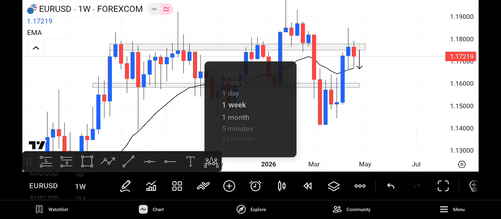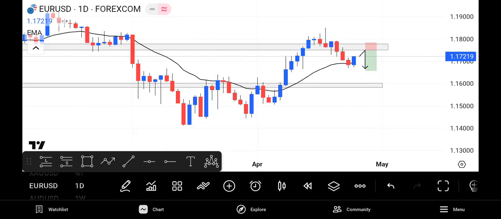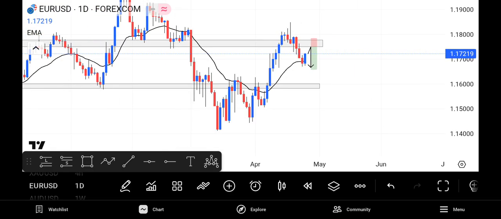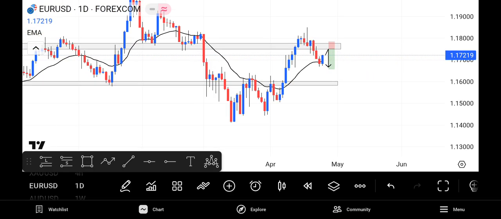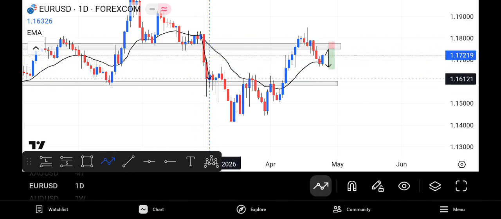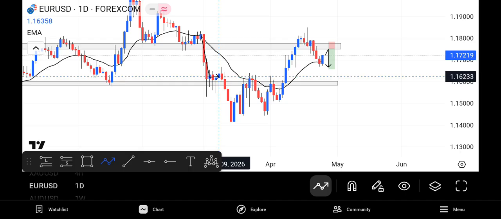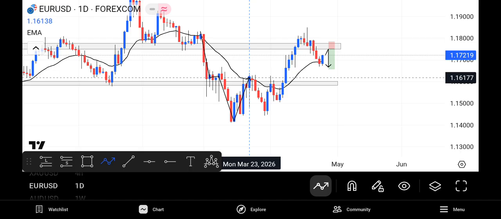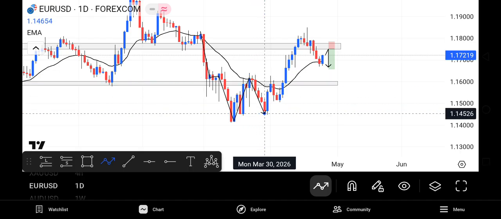So I'll be watching out for that. And when we go to the daily time frame of Euro USD, we can see the weekly is bearish, the daily is bullish. And how do we know that the daily is bullish? You can see we have this lower low right here, lower high, lower low. Let's just put it like this: lower high, lower low.